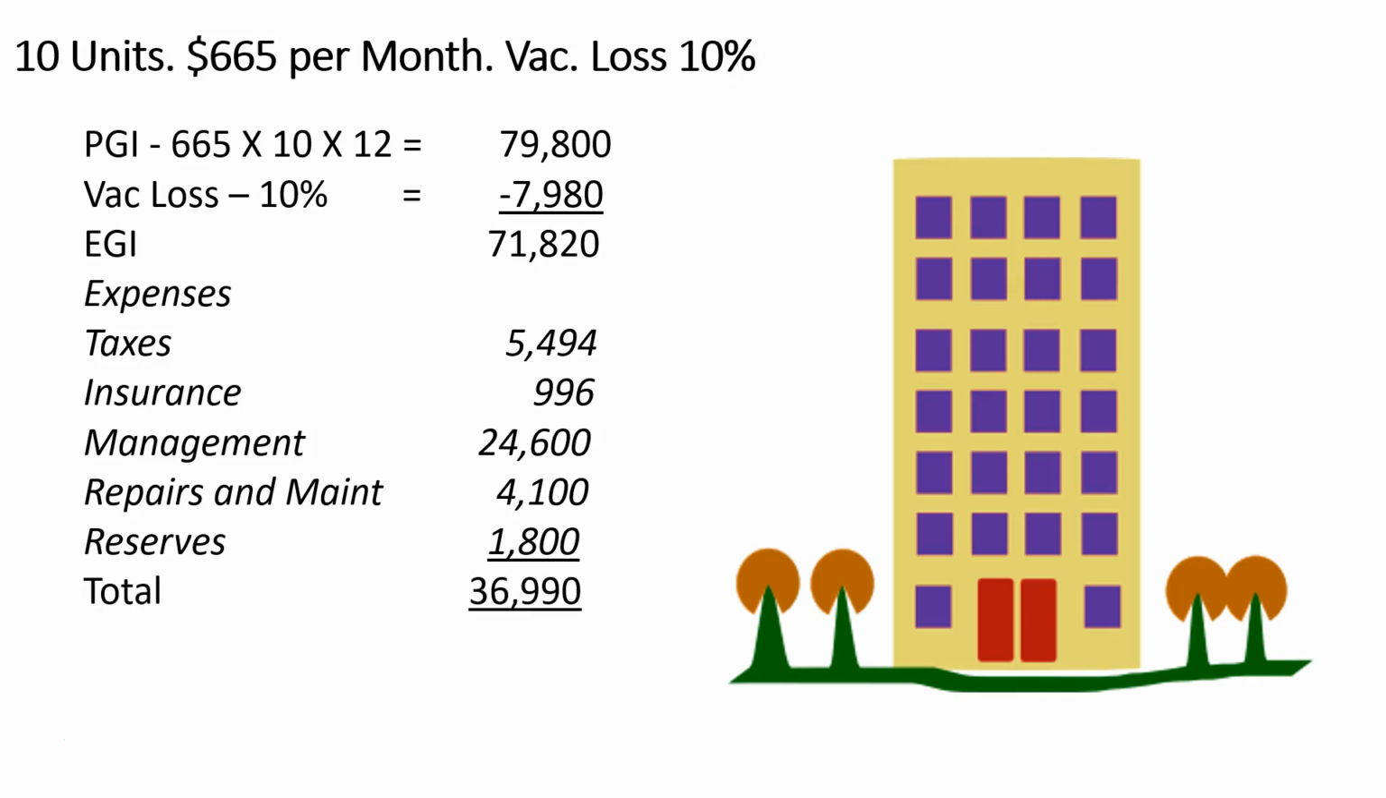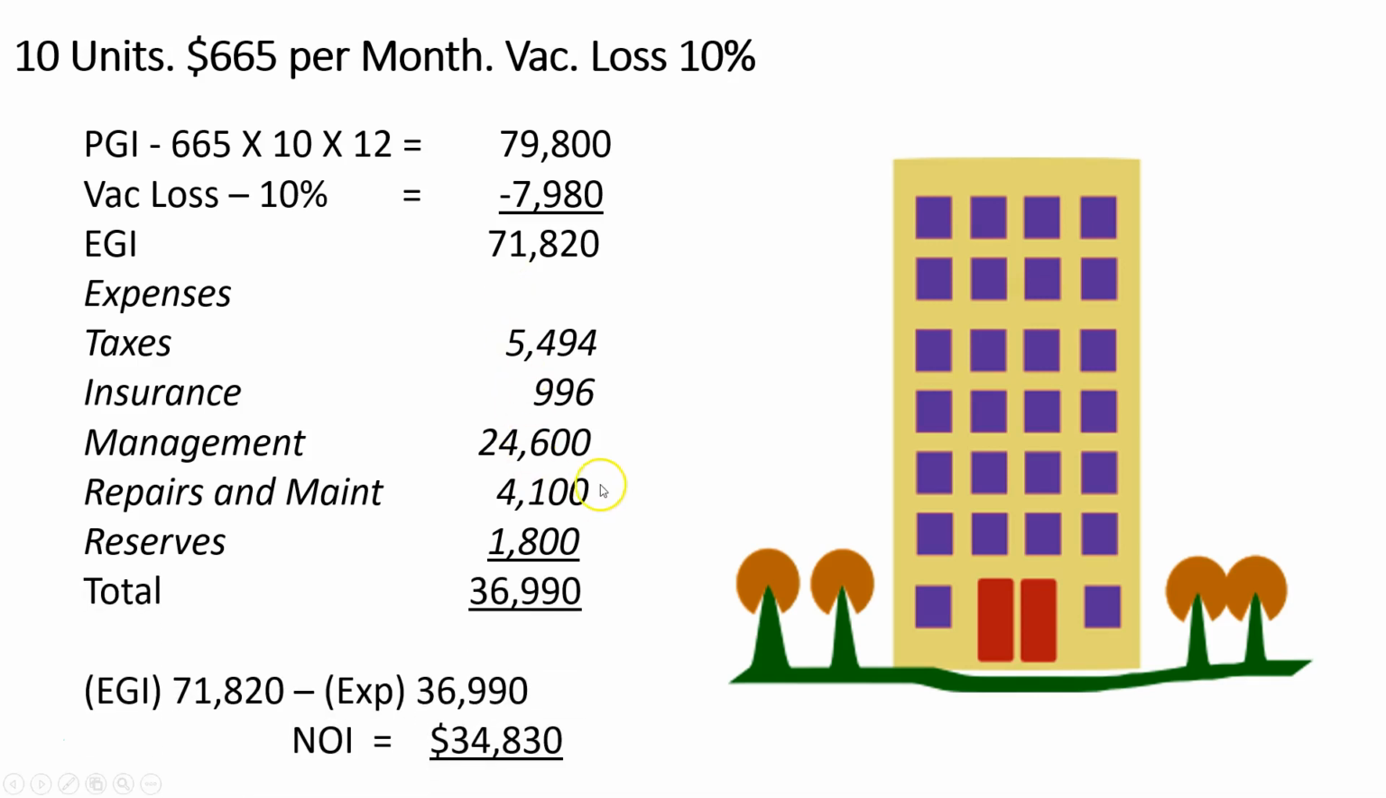And that gives us our net operating income of 34,830. We know that that building is going to produce us an income in our pocket of 34,830 over a period of a year.